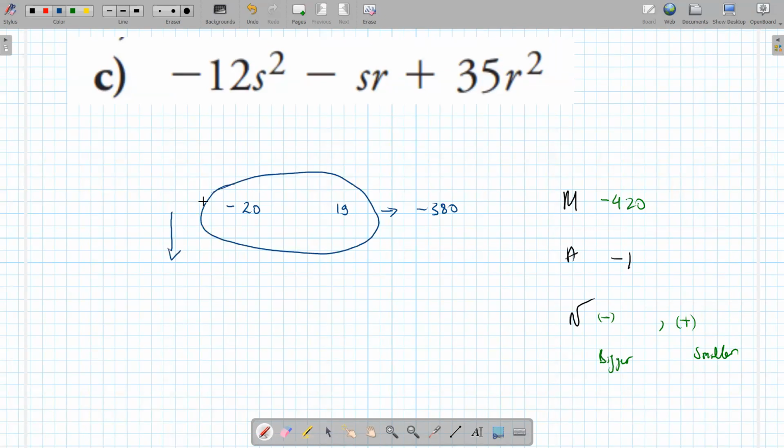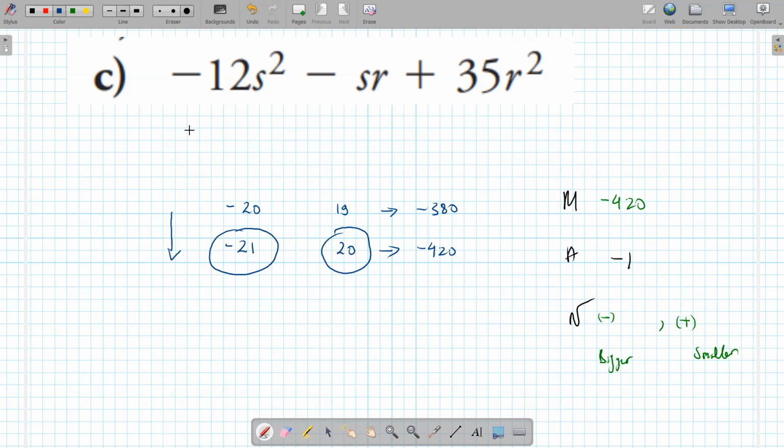I usually go either 5 or 10. Negative 30 is too big. I realized that this is gonna be way too big. Now look at this. Negative 21. What's this number here? 20. What does that multiply to? Negative 420. And there you go. Those are your numbers. Negative 21 and 20. So even though this looks super weird, you'll see that it's just a man question with different variables.